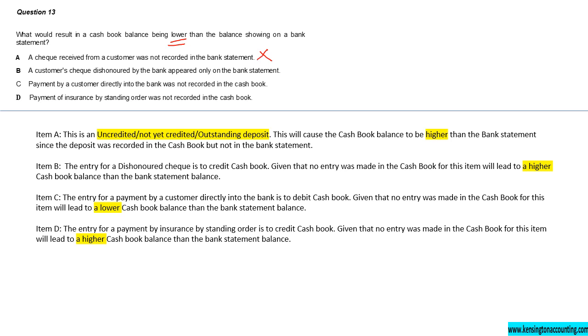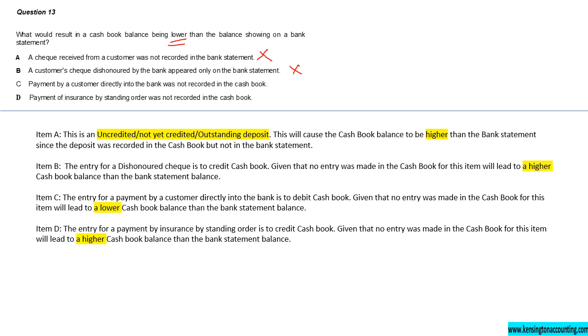Item B, a customer's check dishonored by the bank appeared only on the bank statement. Therefore, the bank statement has recorded that check dishonored. Therefore, the bank balance on the bank statement will be lower, and the balance on the cash book, because it has not yet been recorded in the cash book, will be higher. Therefore, this is not the correct answer.